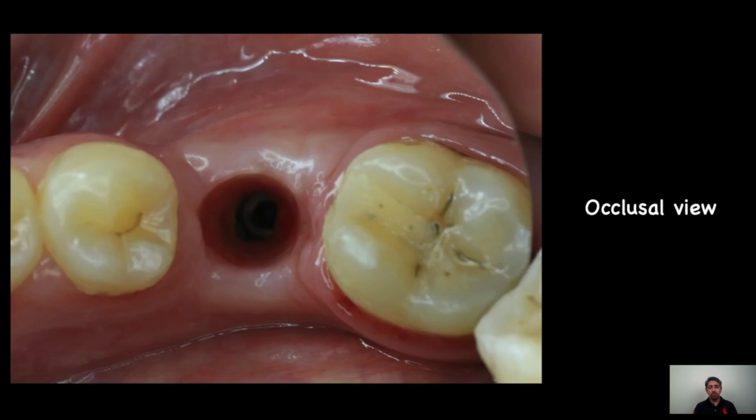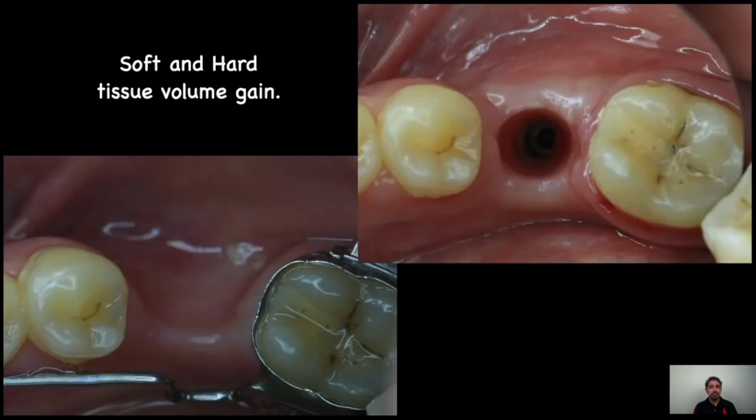This view actually shows really well the amount of tissue gain that we've achieved, both of the soft and hard tissues, and that's a quick comparison with the preoperative view to show the amount of tissue that has been gained.